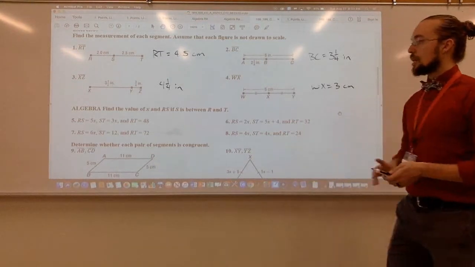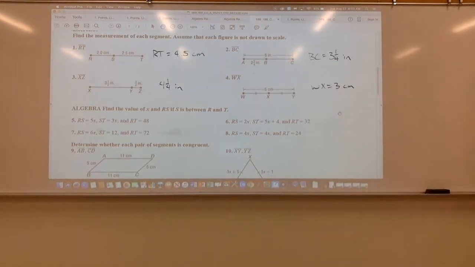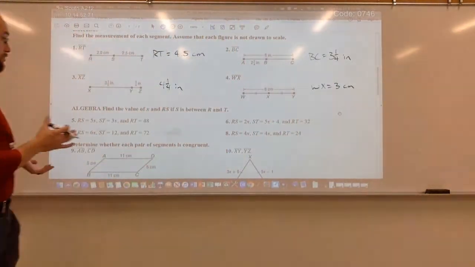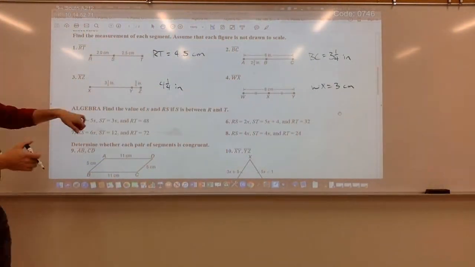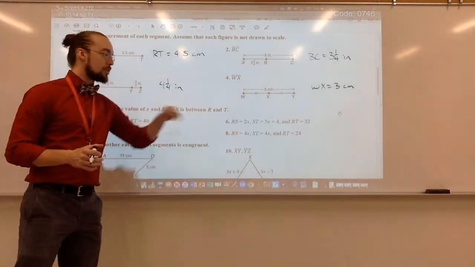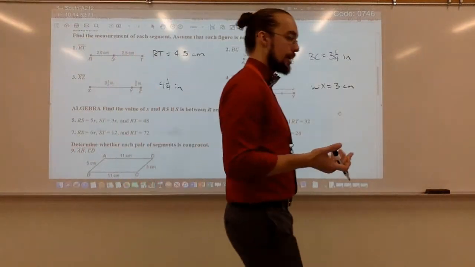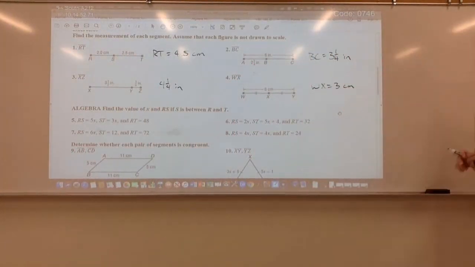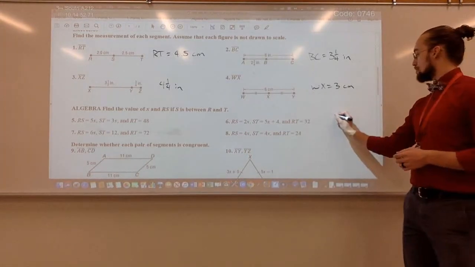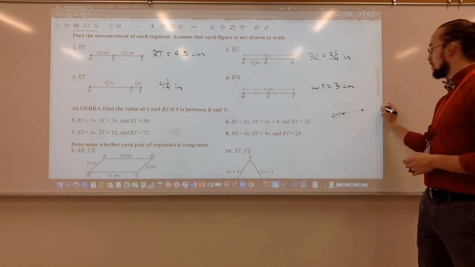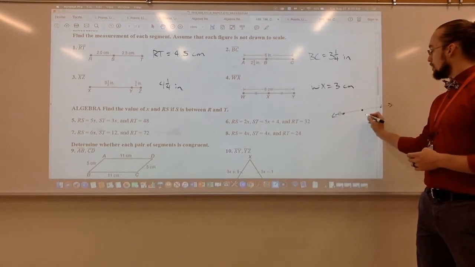So let's take a look down at 5 through 8. I know there's not a whole lot of room here. You may have to use the margins. So here, we have to draw our own pictures. For each of these, we are told that S is between R and T. So what would that diagram look like? We have a line, and we've got 3 points on there, and S is between R and T.